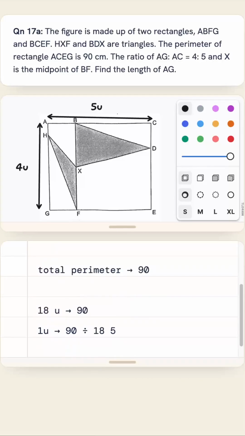give us 5. So AG is equal to 4 units. So 4 units, AG, is equal to 4 times 5. This will give us 20 centimeters. The answer is 20 centimeters.